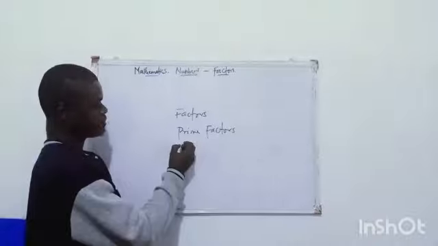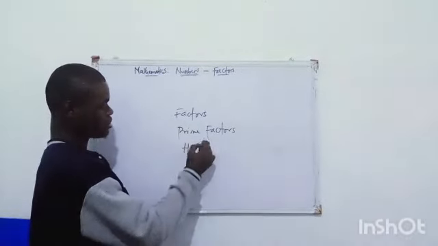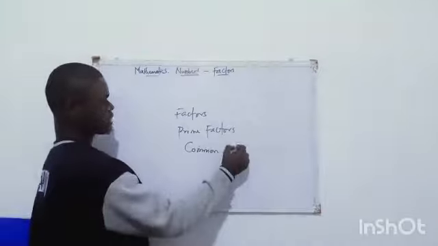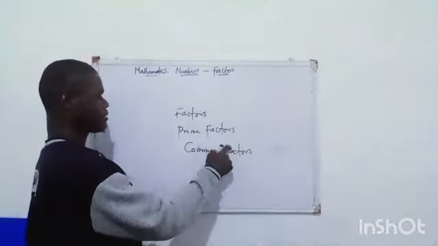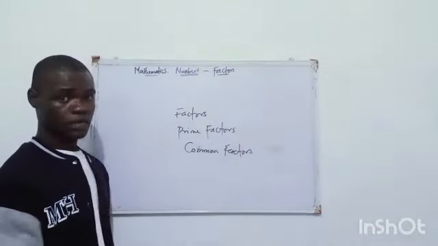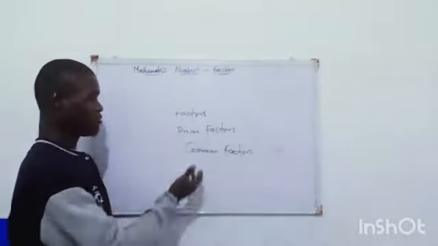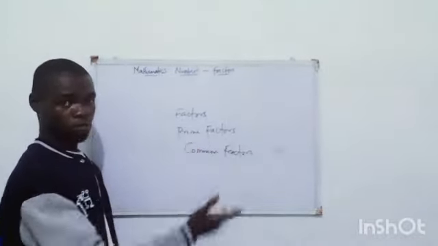Okay? Now, the last one is what we just call the common factors. The common factors are when you are comparing two or more numbers, right? It has to be more than one. If it's one, you're just dealing with factors or prime factors. But if you're dealing with more than one, then you're dealing with common factors.